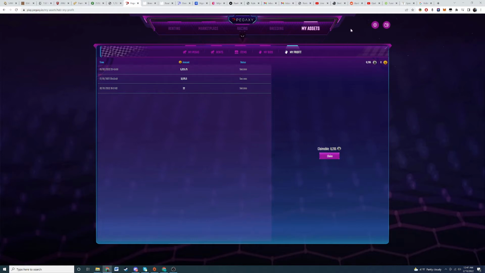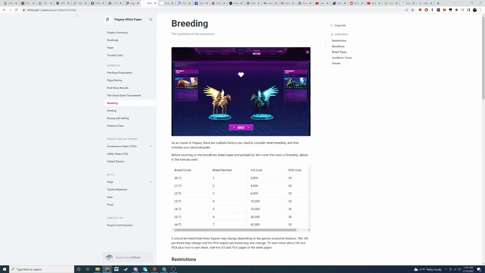So I think that basically concludes it for the Pegaxy client. We will move on from there. Pegaxy does have a white paper, which I referenced earlier. We took a look at this breeding chart briefly when we were looking at the breeding section of the client. Links to all of this stuff will again be in there.